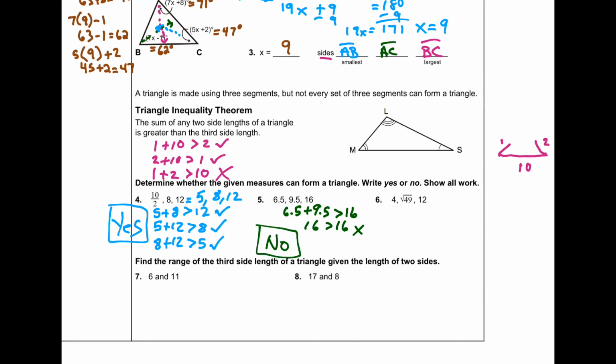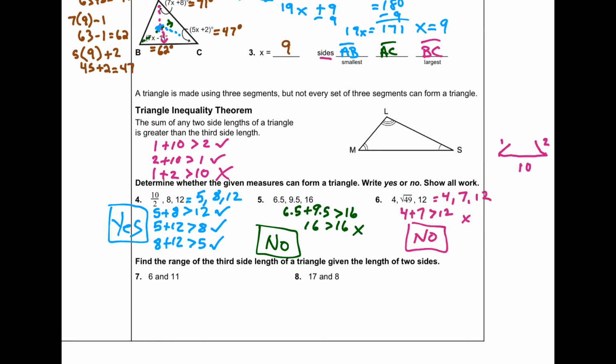And we don't even have to check the other two, because as soon as we find one that fails, we know that it can't make a triangle, because all we need is one possibility for it not to. Exactly like my triangle over here, right? We just found one that was incorrect, and so therefore it cannot make a triangle. Go ahead and try number 6 on your own. Pause the video.